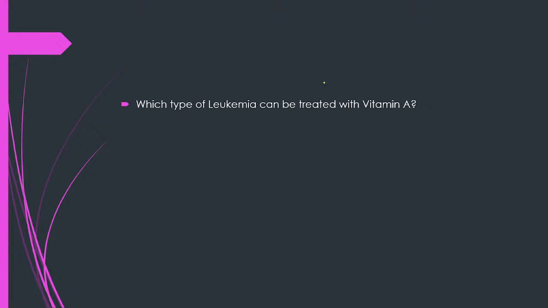Which type of leukemia can be treated with vitamin A? Yes, there is. There is M3. We can treat it with vitamin A. So please don't forget that one. Do we need to know the treatments? Of course not. However, it might be presented in an examination.